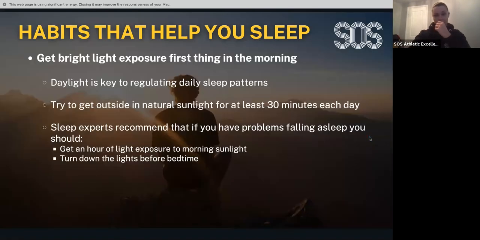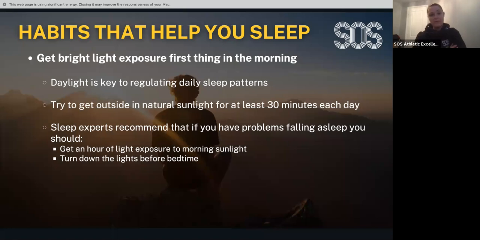And then the flip side, when you wake up in the morning, you want to try and get some exposure to natural light as early as possible. I can't remember where, but I remember reading somewhere, if you can do it before midday, that's usually the most optimal in terms of bringing you out of that groggy state of sleep and waking you up a little bit.